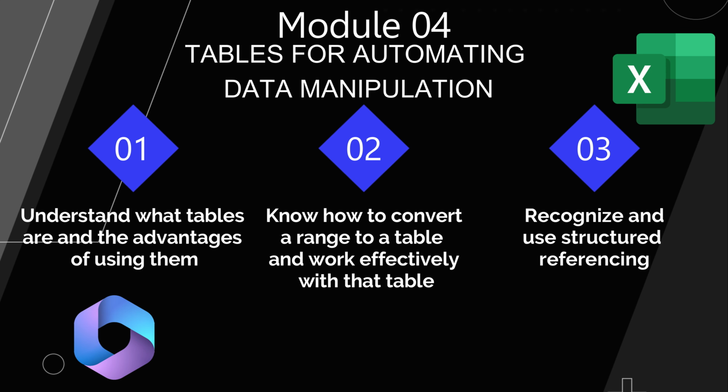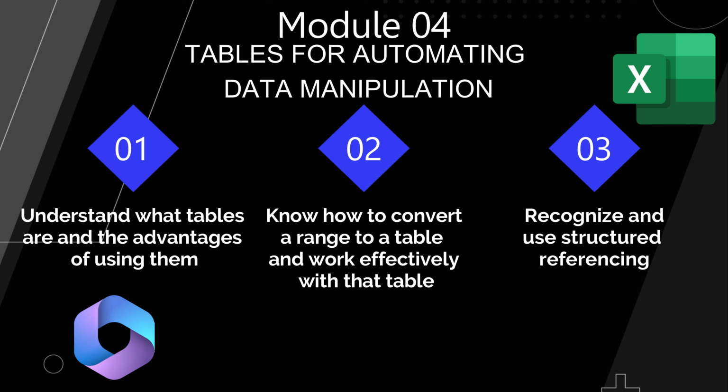In module 4, you will learn tables for automating data manipulation. This module is also divided into three parts. In part 1, understand what tables are and the advantages of using them. You will learn how to create tables. In part 2, know how to convert a range to a table and work effectively with tables. You will understand the importance of tables in this part. And the last, part 3, recognize and use structured references.